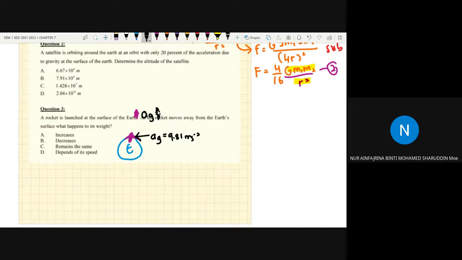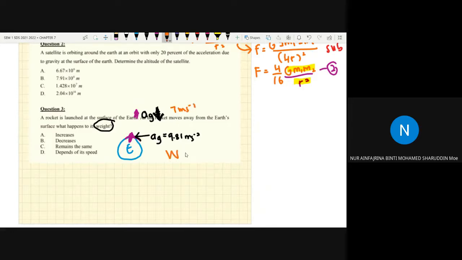Akan meningkat atau menurun, guys? Menurun. Very good. Dia akan menurun. Jadi apa akan terjadi dekat weight dia? Okay, awak cakap menurun kan? So kalau menurun, Miss assume dia 7 meter per second squared.